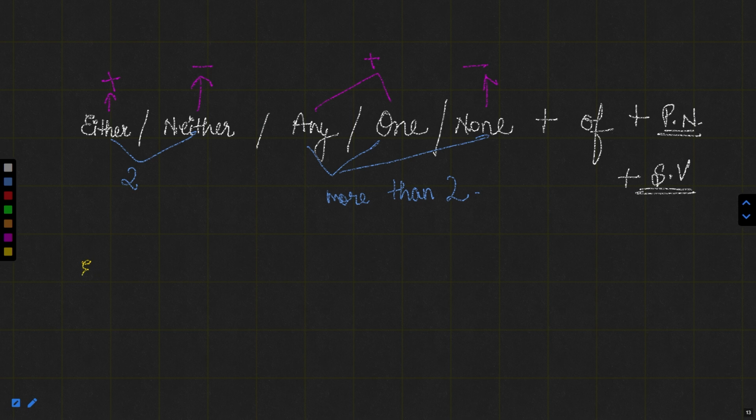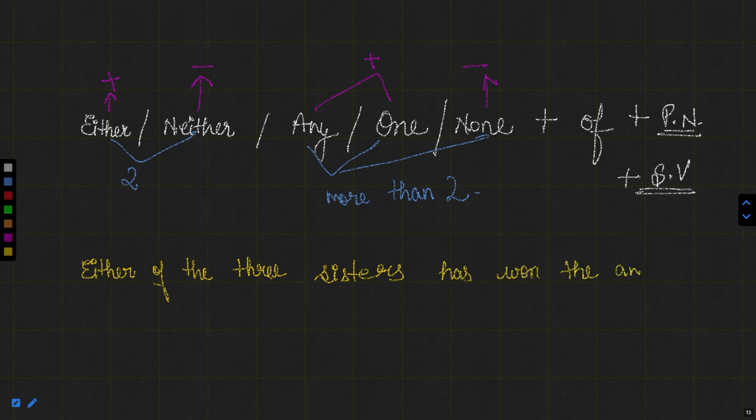Suppose the sentence is, either of the three sisters won the award, or has won the award. Now what is the error in this sentence? Of course, either of the three. Now we are using the word either. How can it be possible to use it for three? So this is incorrect. It should be followed by two. So the correct sentence should be, either of the two sisters has won the award.